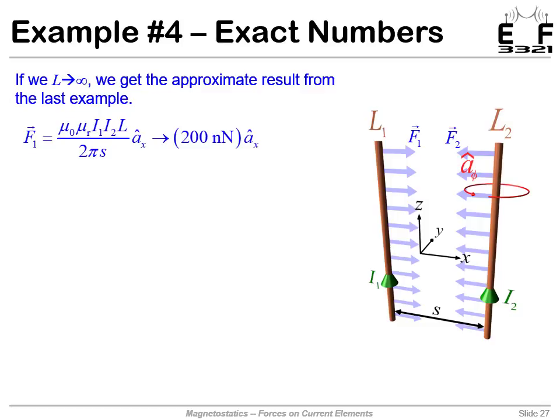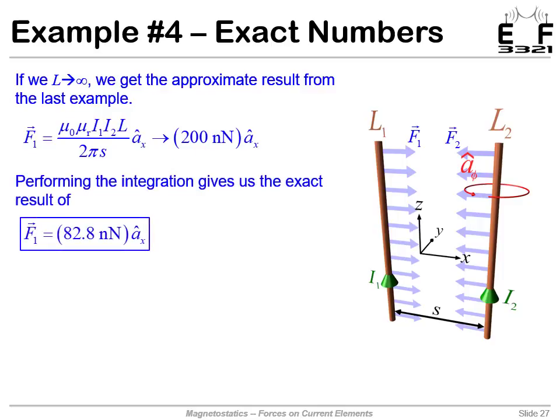So if we use the magnetic field that we would have gotten letting the length go to infinity, we got our 200 nanonewtons. That was our first answer. Now performing this integration, we get 82 nanonewtons. So using the approximate approach, we got 200 nanonewtons. Using an exact approach, we got 83 nanonewtons. That is a pretty big difference, but those two numbers are still about the same order of magnitude. So using approximations here, at best we're getting order of magnitude type numbers.